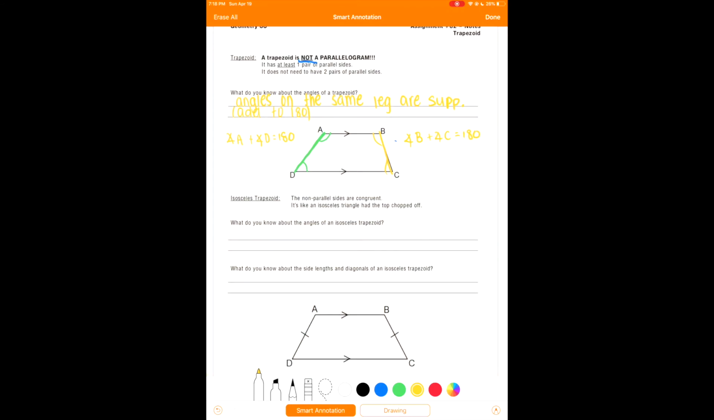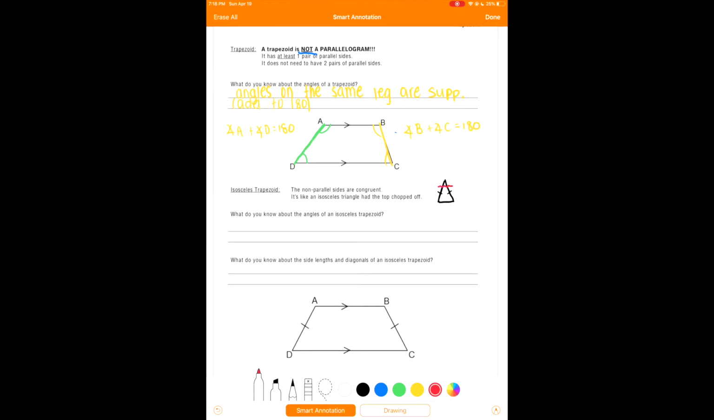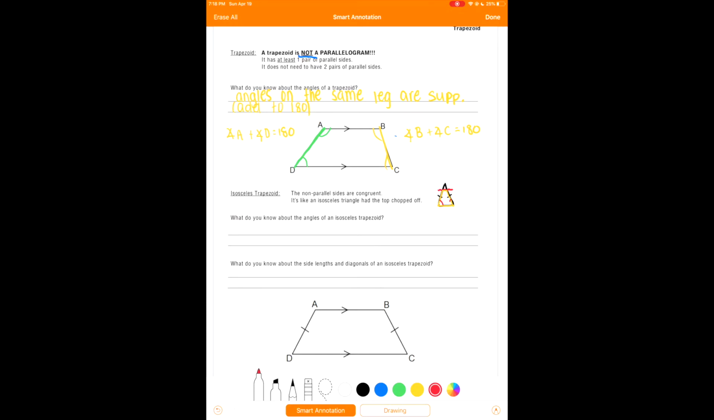Now, in an isosceles trapezoid, we have the non-parallel sides are congruent. So it's just like if you had an isosceles triangle and you cut the head off. So now I would have an isosceles trapezoid right here. So what do we know about the angles of an isosceles trapezoid? Just like an isosceles triangle, the base angles are congruent.